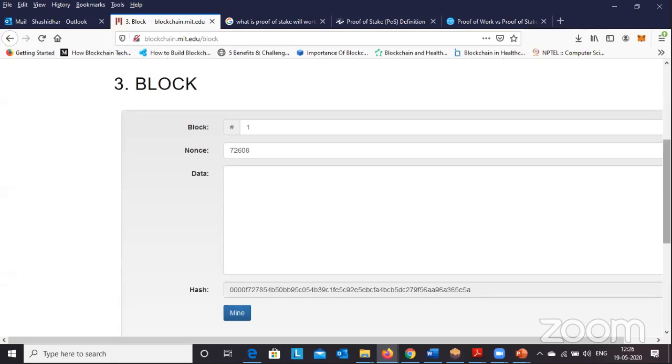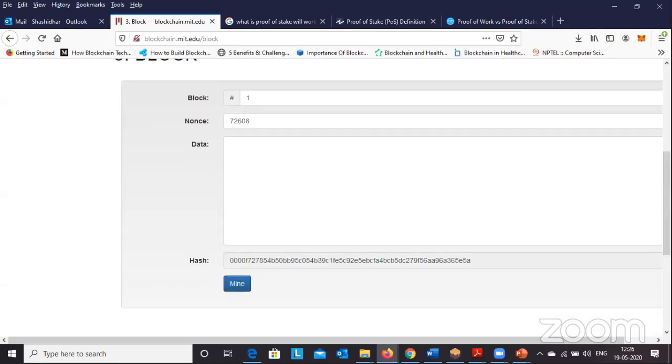Now you can see the hash value. This is the hash value for this entire block, which has a block number, nonce, and the data section. In the data section we store the transactions. Transactions are, for example, Bitcoin transactions: from which party to which party we have sent the Bitcoins and how many Bitcoins we have transferred. All those transaction details are stored in the data section. The hash value is the hash of the entire block.